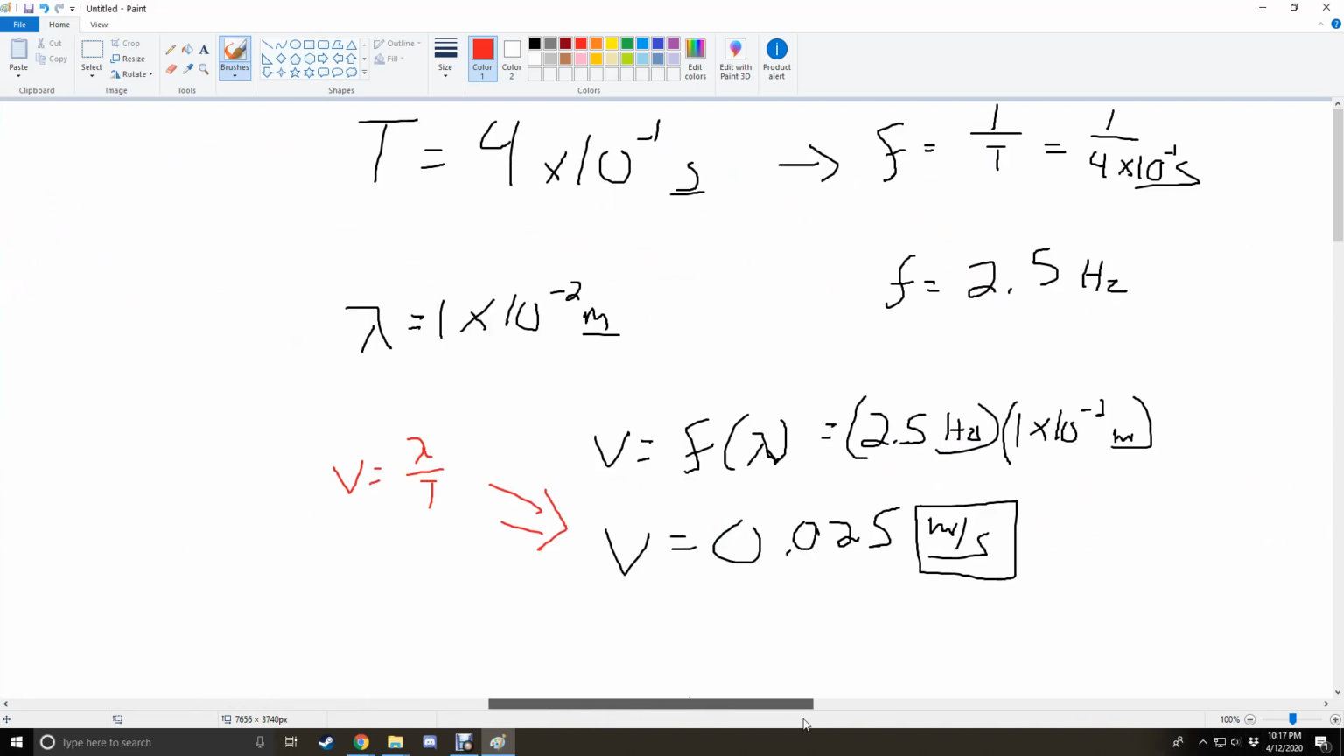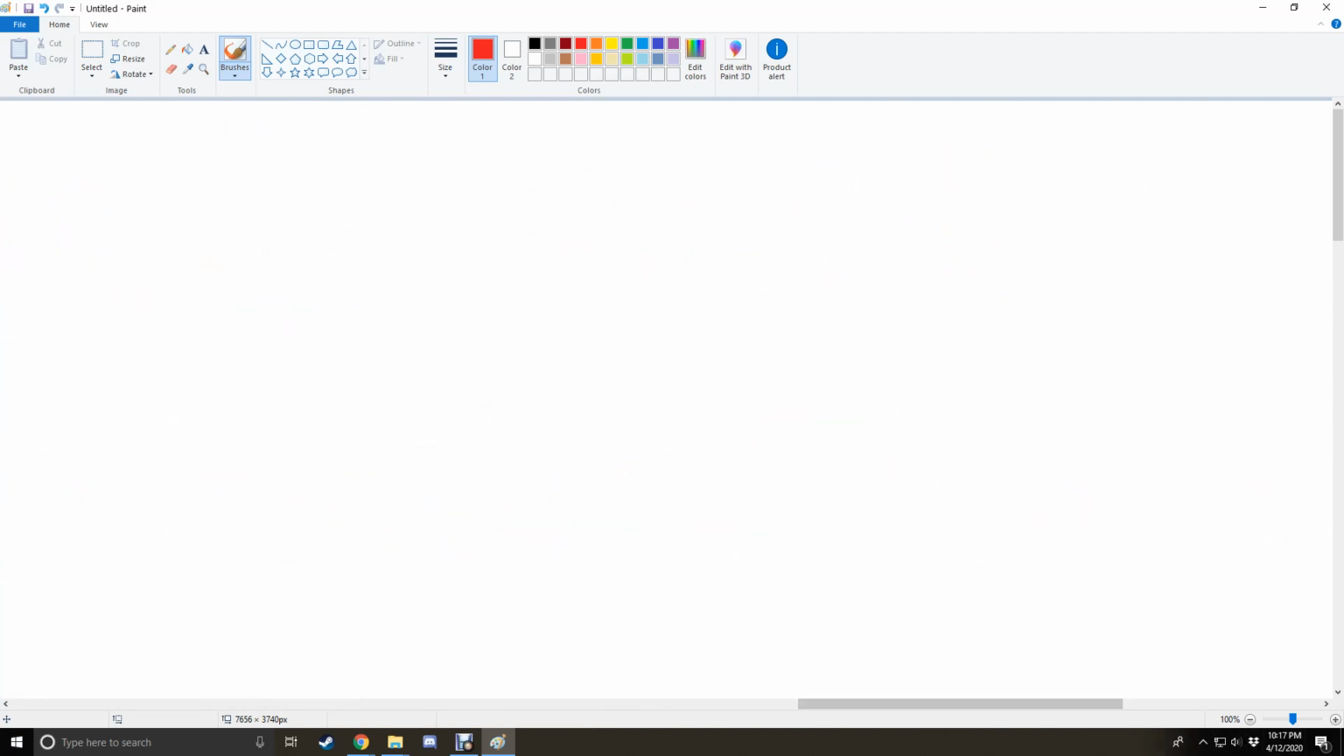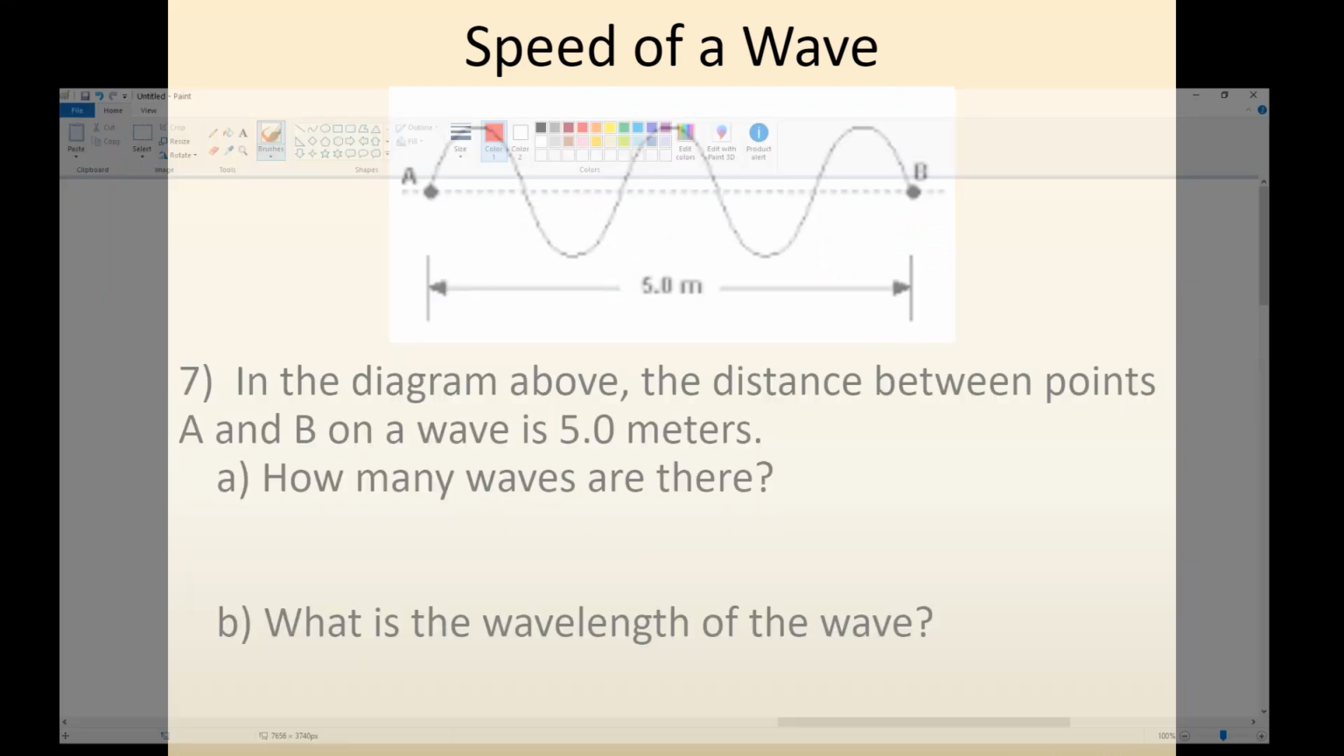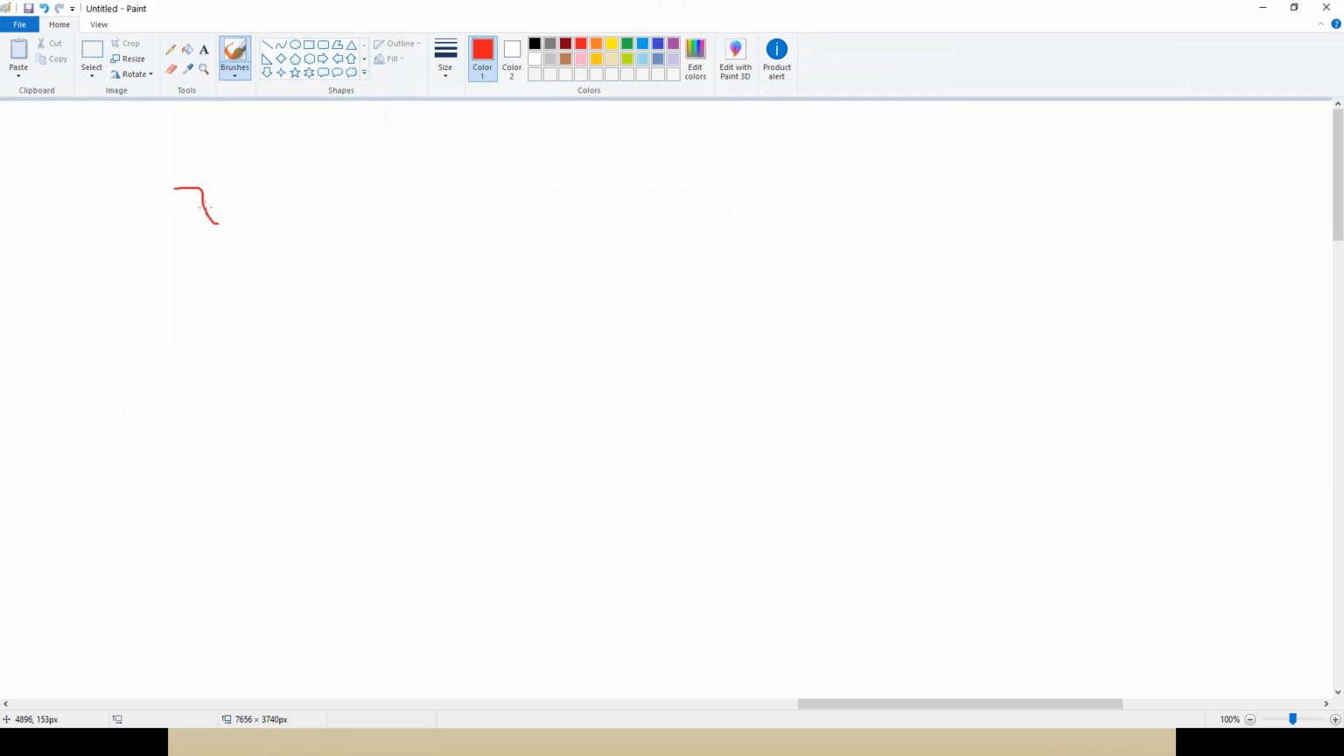Going back to the problem, they told me that the full length is 5 meters, and I already figured out that it was 2.5 waves. So within 5 meters, the length is 2.5 waves. So that tells me that it is 2 meters.